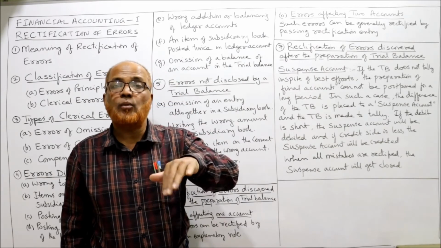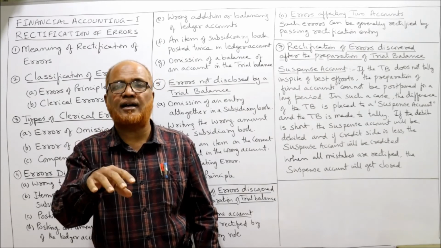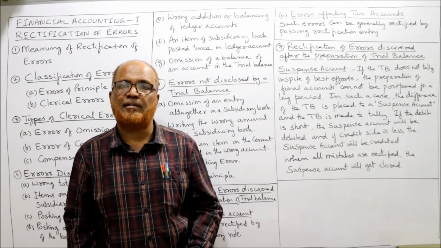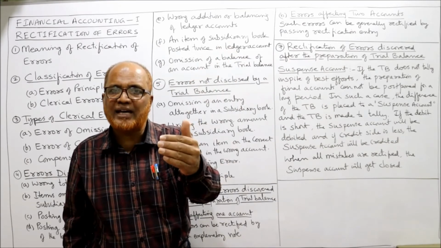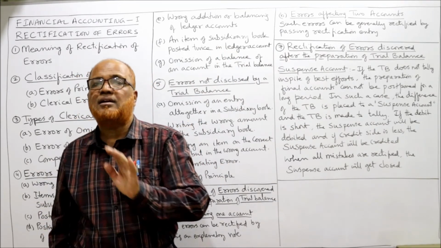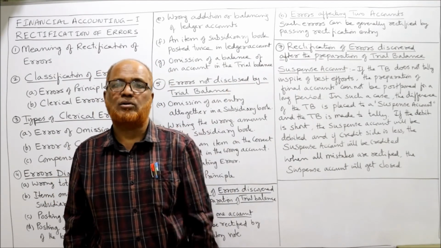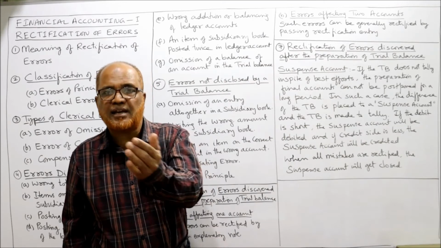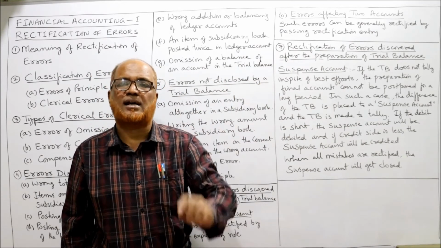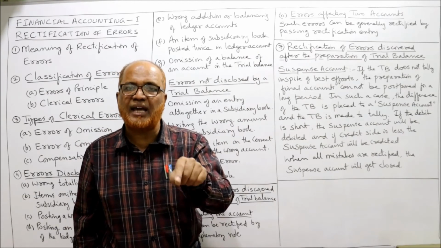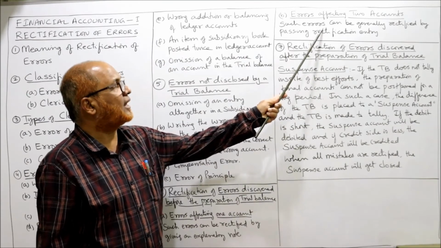In this case, we have to pass an entry. Actually, which account has been wrongly credited? Y's account is wrongly credited. Because we have received the cash from X, cash account debit to X account, X account should have been credited. But by mistake, we have credited Y's account. Now, debit Y's account. जिसको गलती से क्रेडिट कर दिए थे उसको अब डेबिट करेंगे. So Y's account debit to X account. By passing this rectifying entry, we can rectify the error. This is about errors affecting two accounts.